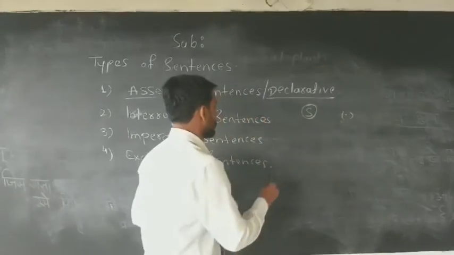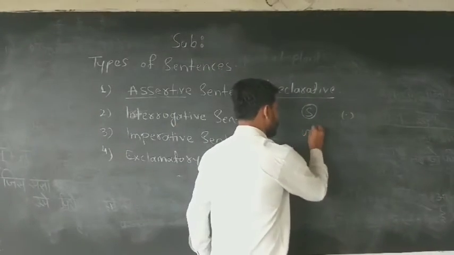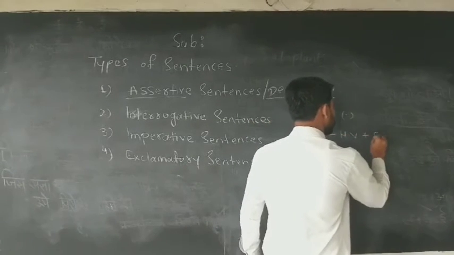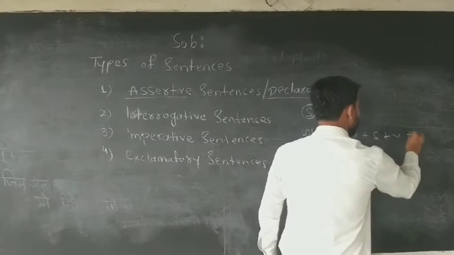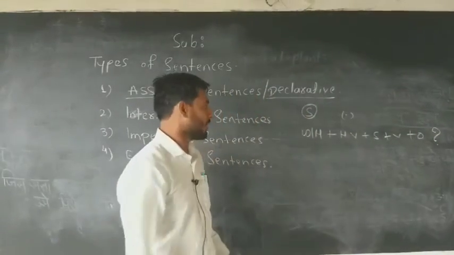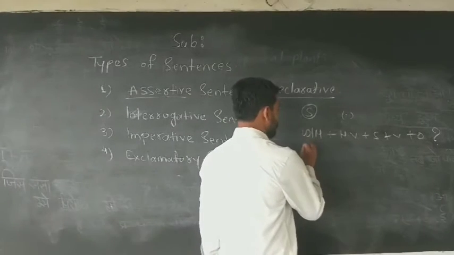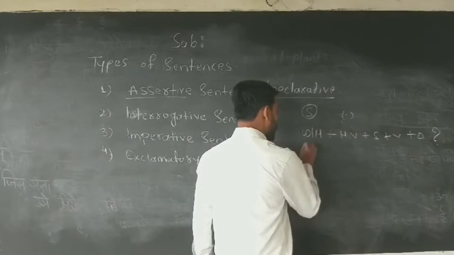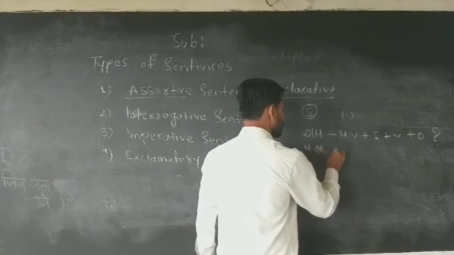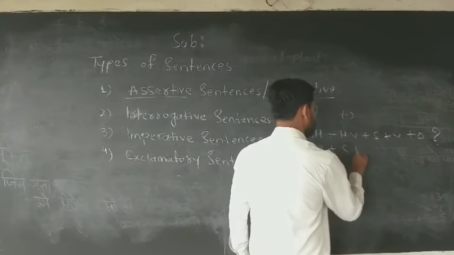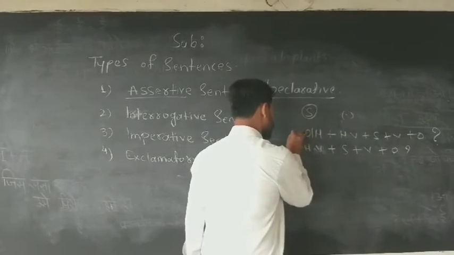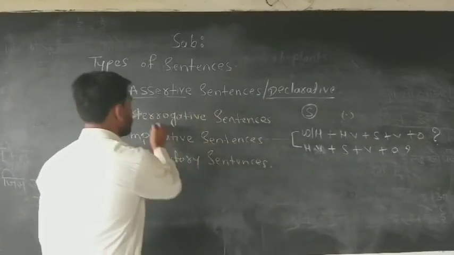The formula of a WH type sentence is: WH, then a helping verb, then the subject, then the verb and object, and at the end of the sentence I will use a question mark. In a yes/no type sentence, we use the helping verb at the beginning, then subject, verb, object, and the question mark. These both are interrogative sentences.